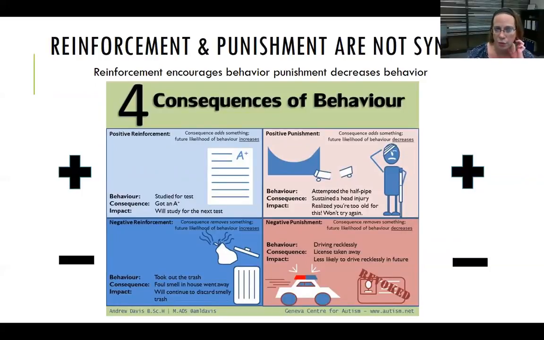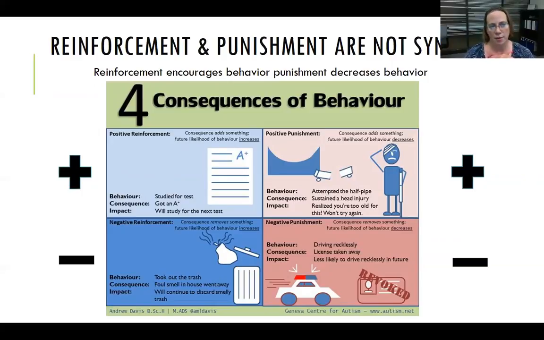So positive reinforcement: the consequence adds something, and the future likelihood of the behavior increases. Here's an example. Students studied for tests. As a consequence, they got an A+. The impact is they will study for the next test. Hoping this happens for all of you.